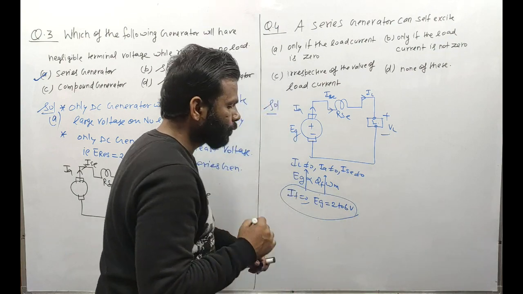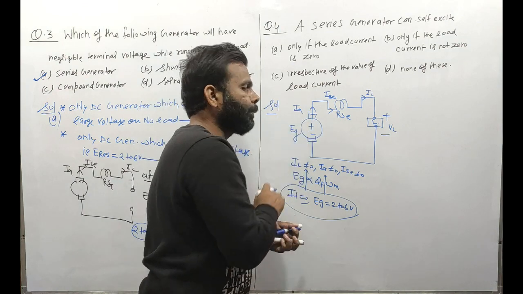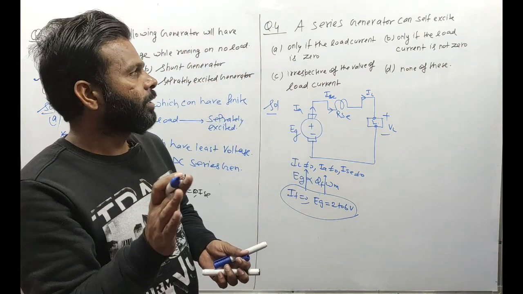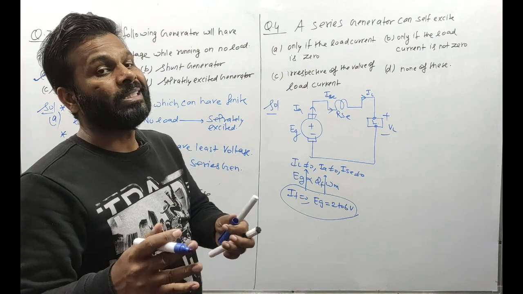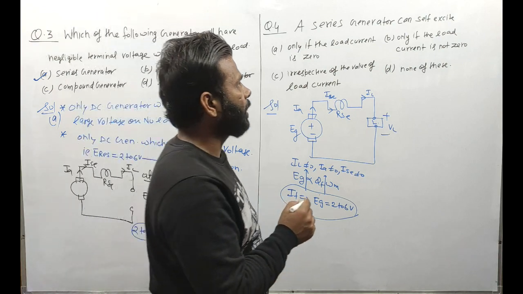Clear है. So अगर आपको उसको self excite करना है, then you have to connect the load. So without load, there will be no possibility to self excite your DC series generator. Clear है. So यहाँ पर जो correct option होगा वो क्या होगा?